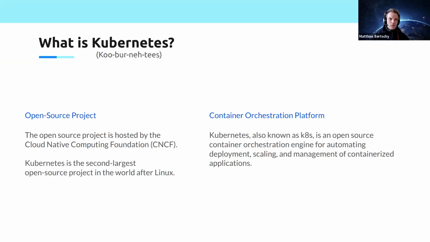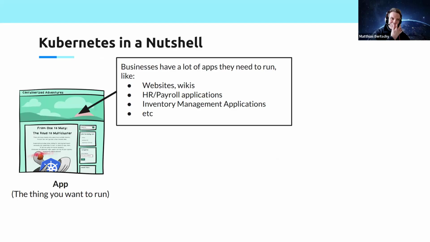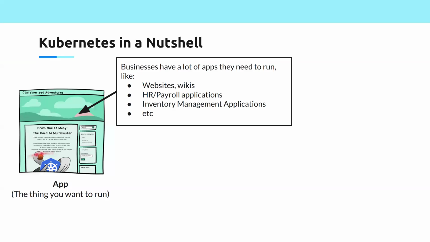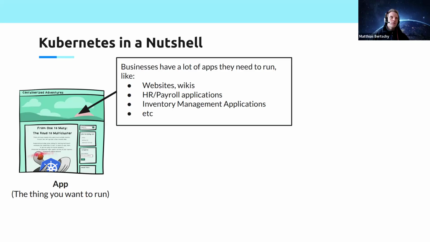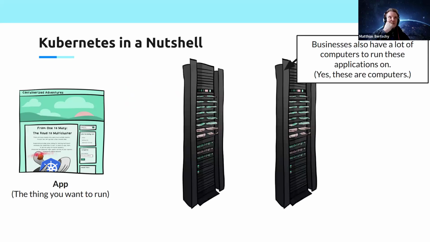Okay, and what Kubernetes does is orchestrating containers. So let's take an example. Businesses have many applications that they need to run. They could have a payroll application, a logistics application, or a company website. Those applications need to run somewhere. So businesses also have a lot of computers to run those applications on.